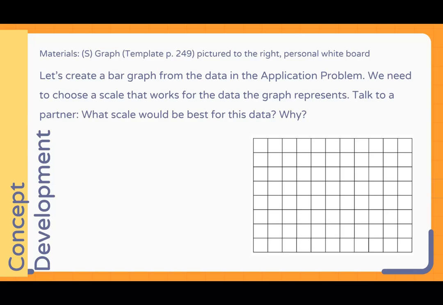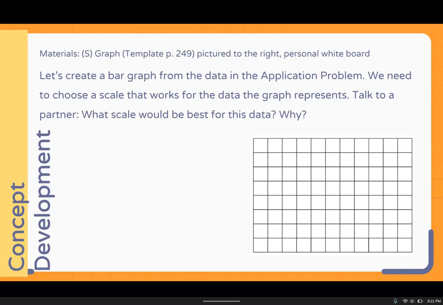Here we go. On page 249 you should have this picture right here. So what we're going to do is create a bar graph from the data in the application problem. We need to choose a scale that works for the data the graph represents. You're doing this on your own, not talking to a partner, you're doing this with me. What scale would be best for this data and why? So let's take a look.